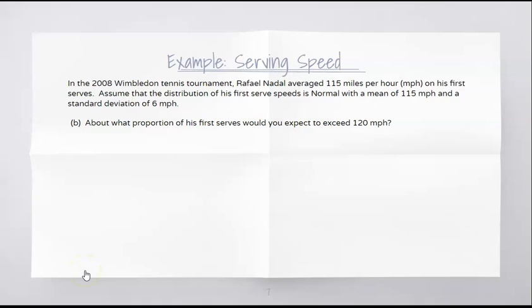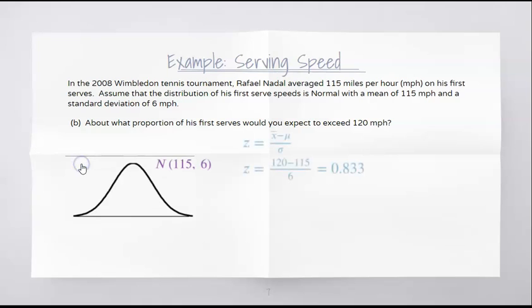All right, same question, part B. It says, about what proportion of his first serves would you expect to exceed 120? So we're going to go through the same process. Draw the curve, label the values, and we need to calculate the z-score that goes with the observation. So I put in 120, I subtract the mean, and then I divide by the standard deviation. This gives me a positive z-score of 0.833. So that sits a little bit to the right of the mean.